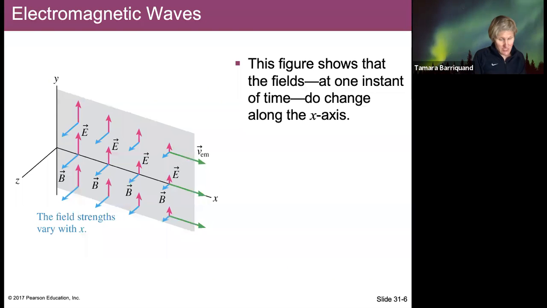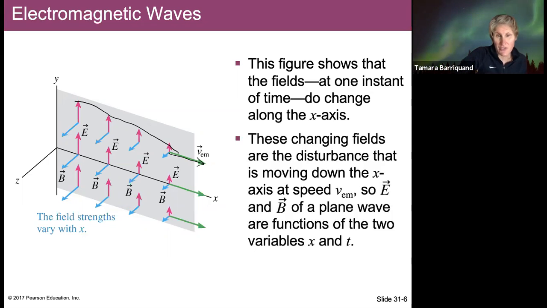So if we were to see what that would look like, we would see that we're getting some sort of change along the x-axis. And we see that these waves move with a velocity, v, for the velocity of the electromagnetic wave, v sub em. So these changing fields are the disturbance that is moving down the x-axis at a speed of v sub em.